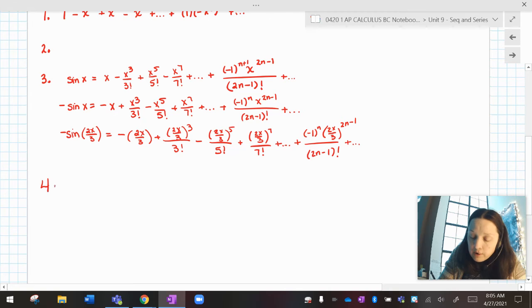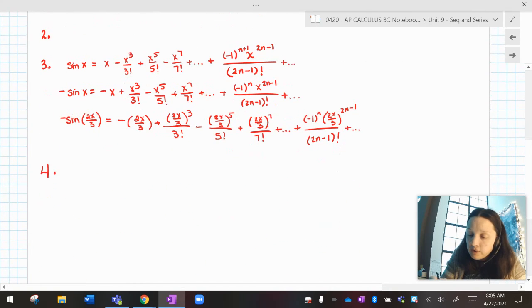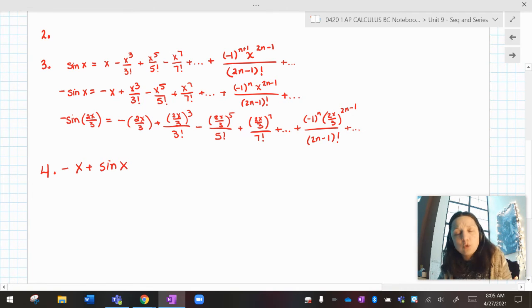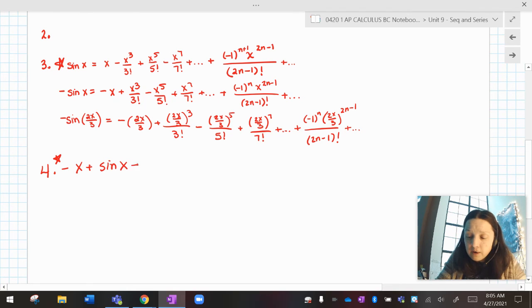Number 4 says they want us to do negative x plus sine x. Well, addition isn't distributive. So if I want to do negative x plus sine x, that means I add 1 negative x to both sides. So I'm going to take this original form for sine x. I added negative x to the left-hand side. So then I am going to add negative x to the right-hand side and then put everything else back.